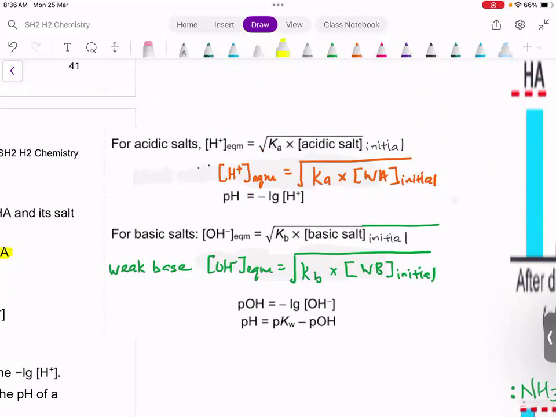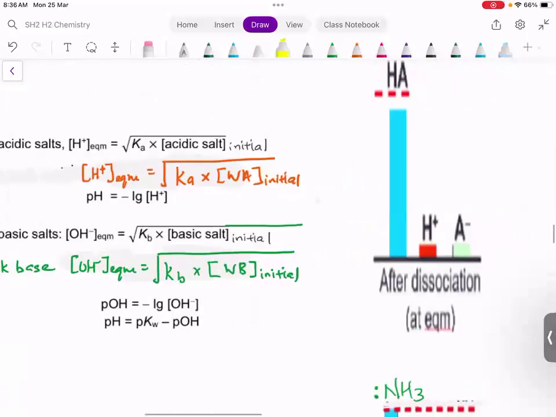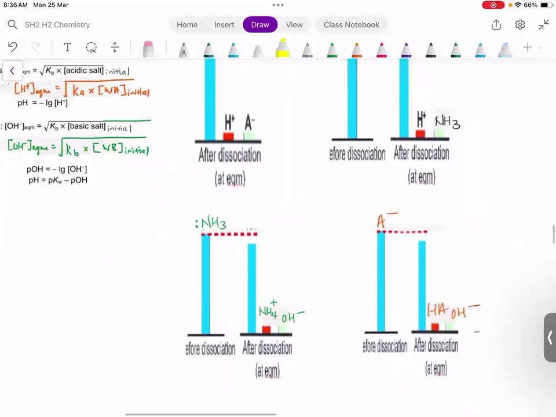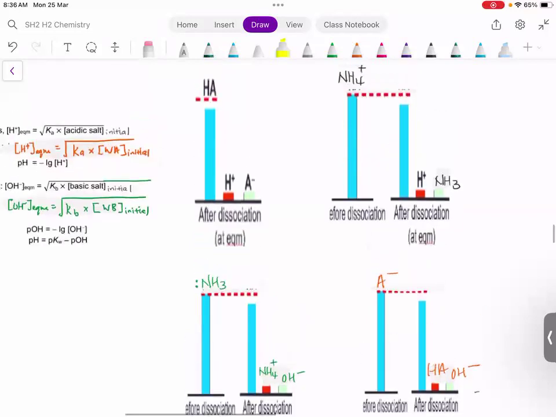We just do square root, right? And the reason why we can just do square root is we know that the weak acid or the acidic salt, the weak base and the basic salt, they give you equal concentration of the product. That's why you are allowed to do a shortcut to do a square root. But for a buffer system, are they still equal?